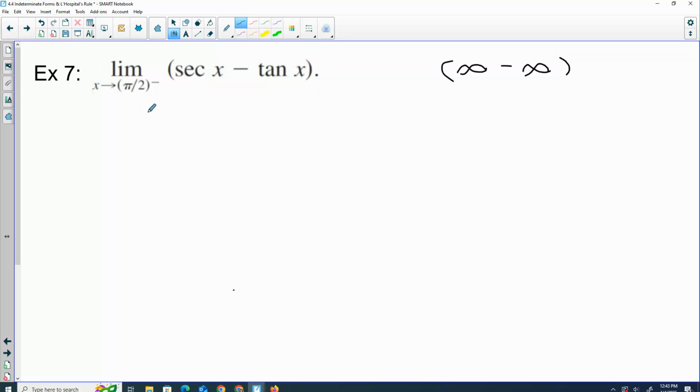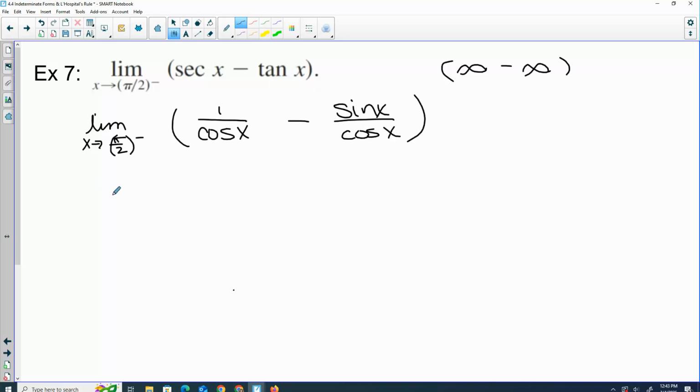Now, I need to somehow write these as a quotient. Do you have any idea what we might want to do? Can we put it in sine and cosine and then do our reciprocal? Yes, I think that would be an amazing idea. So secant is 1 over cosine. Tangent is sine over cosine. Look at us. We don't even have to get a common denominator.